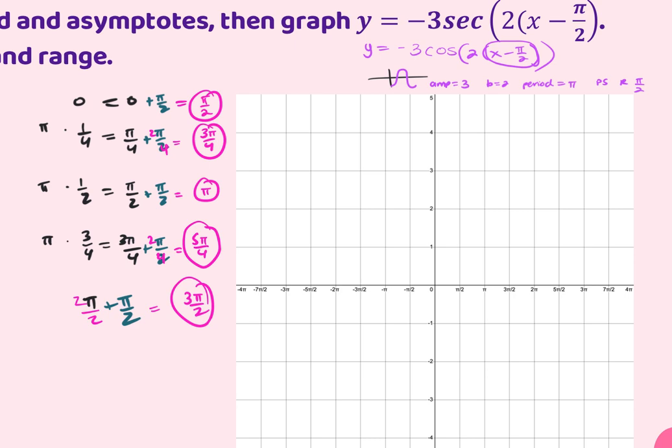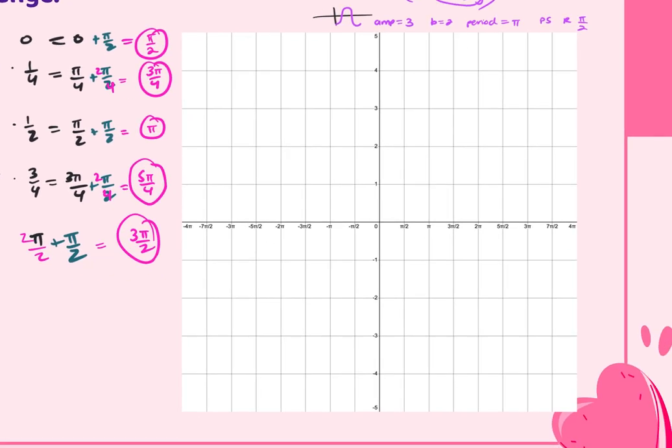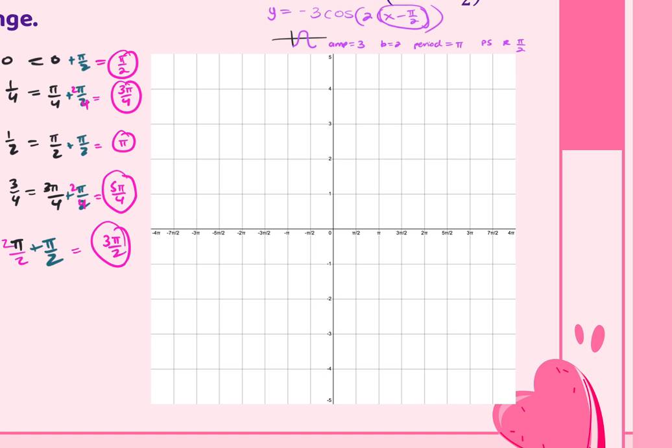I'm going to adjust my x-axis so that we're not squishing this in. So this we're going to make 3 pi over 4. This we're going to make pi. This we're going to make 5 pi over 4. And this we're going to make 3 pi over 2.